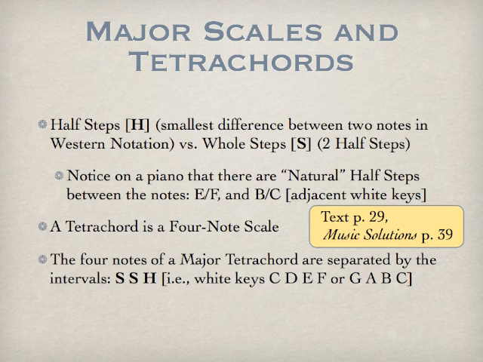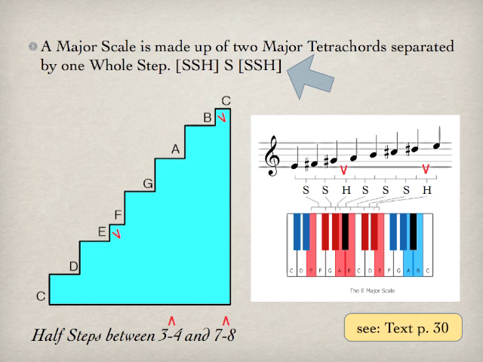A tetrachord is a 4-note scale. There are different kinds of tetrachords, and the 4 notes of a major tetrachord are separated by the intervals step, step, half step. So with white keys, you start on C, you'll go step, step, half step. Start on G, and you stay on the white keys, G, A, B, C. That'll be step, step, half step, all on the white keys.